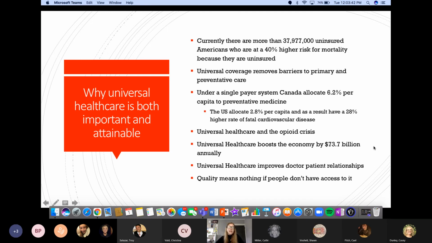And lastly, quality doesn't mean anything if people don't have access to it. We could fix all these problems and have the best quality, best value healthcare system in the world. And if the majority of the population can't access it, it doesn't mean anything. And that's why universal healthcare is so important in the road to fixing quality.